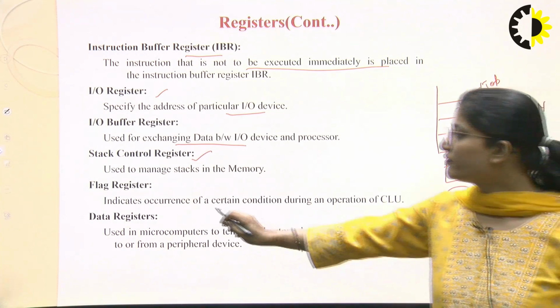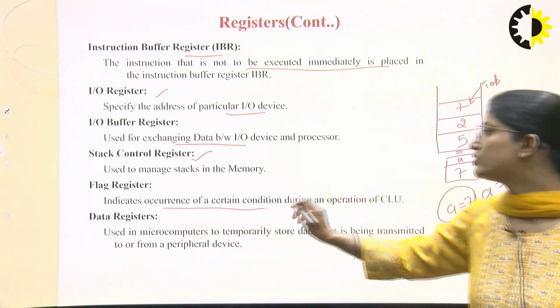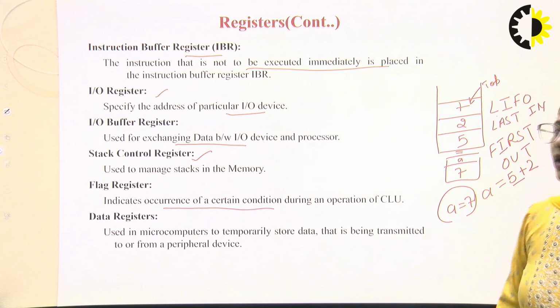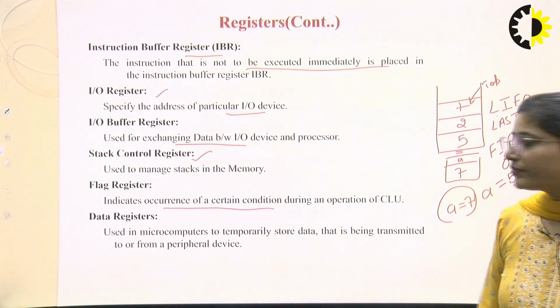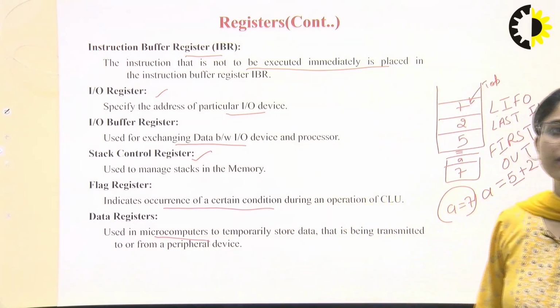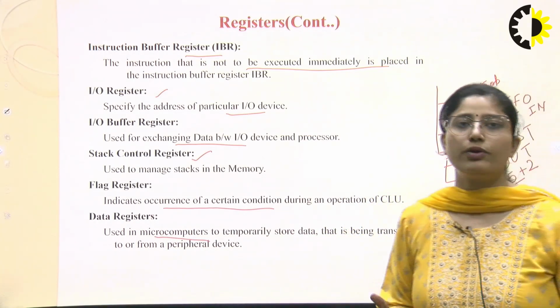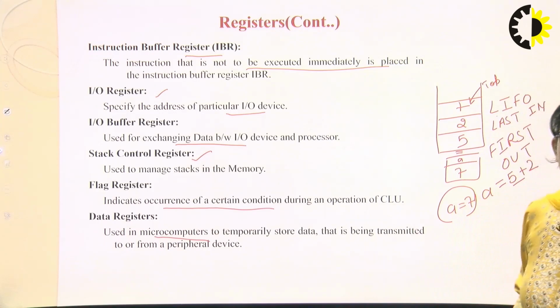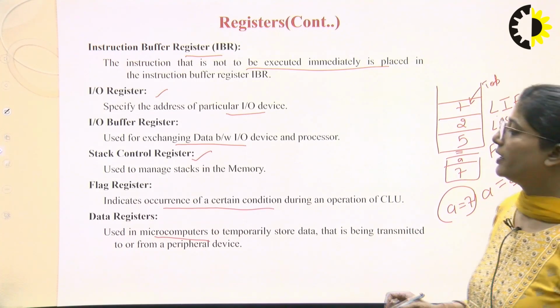Now, next is flag register. It indicates the occurrence of certain conditions during an operation of the control unit. And next is data register. Basically, they are used in microcomputers to store data temporarily that is being transmitted to or from a peripheral device.